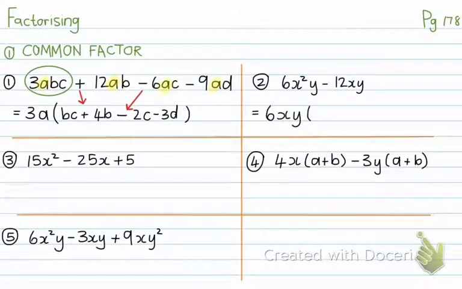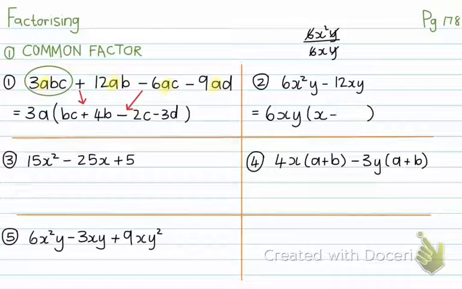Right, now we have to determine what's going to be left in the brackets. So I take the first term, please do this in pencil somewhere. And I divide it with the common factor that I took out. Sixes will cancel out, y's will cancel out, and we know that x squared divided by x is just x.